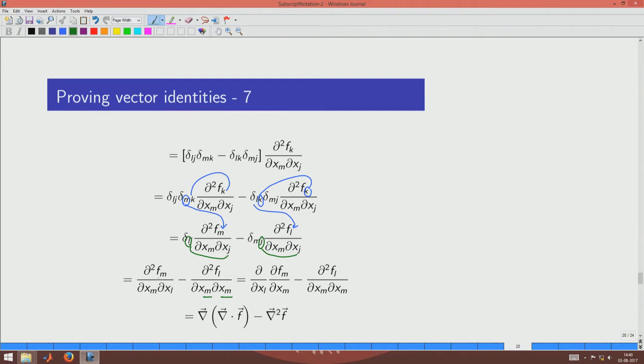Similarly, here ∂²f_m/∂x_m∂x_l, because j has been removed and l has come there. Now, you have got these 2 terms which can then be expanded further, and it is very easy to see that from here to here, what we have done is we have swapped the 2 terms in the denominator, ∂x_m and ∂x_l. We swapped them because of the property that the order of differentiation should not matter.